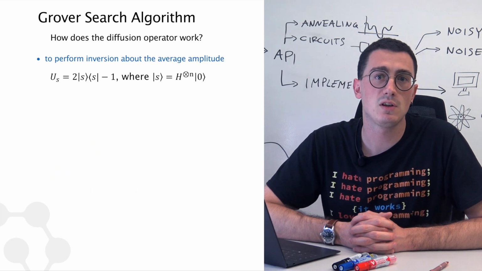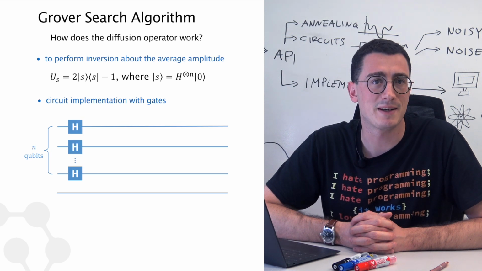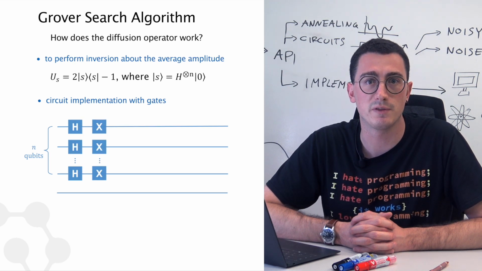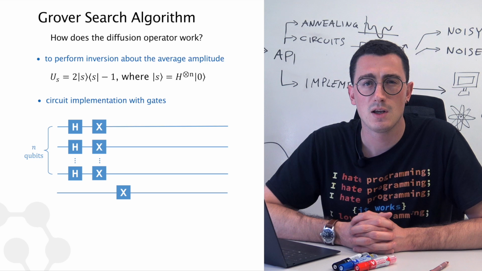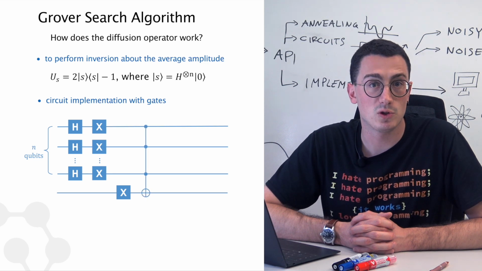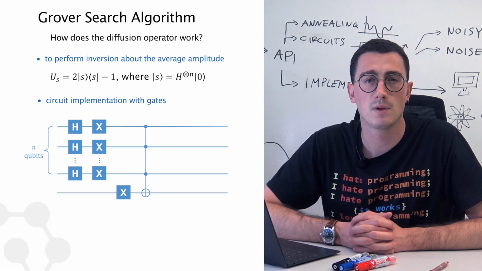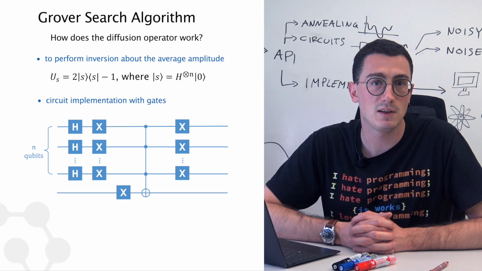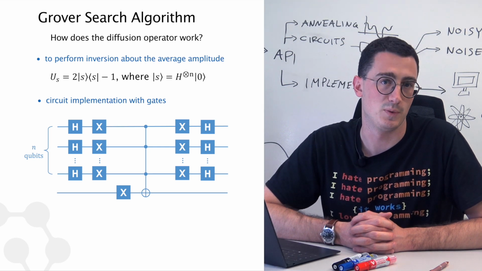In terms of implementation, we do this by applying a series of gates to the system. In particular, we apply a Hadamard gate and a NOT gate to each qubit of the input register. Then we apply a NOT gate to the ancilla, and this is needed to preserve the correct sign of the inversion operator. At this point, we apply a multi-controlled NOT gate to the ancilla, using all the qubits in the input register as control. Finally, we reapply the NOT gates and the Hadamard gates to the input register. The effect of all these steps is the inversion around the average amplitude value.